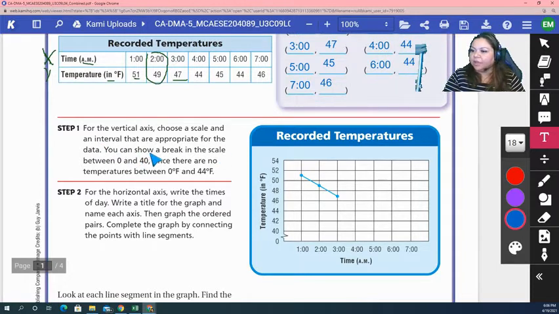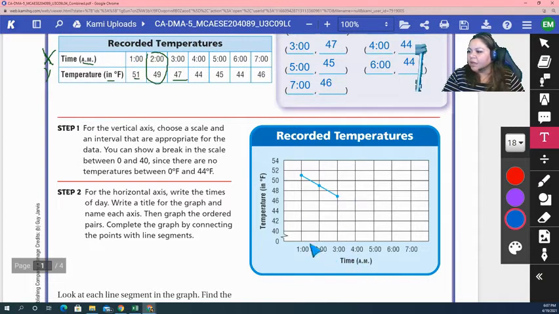You can show a break in the scale between 0 and 40 since there are no temperatures between 0 and 44. So what does that mean? Okay, so when I'm doing a graph, if you see here, I need to go from 0 to the biggest or a little bit more than our biggest number. So if you see here, as far as time, we are going from 1 to 7.